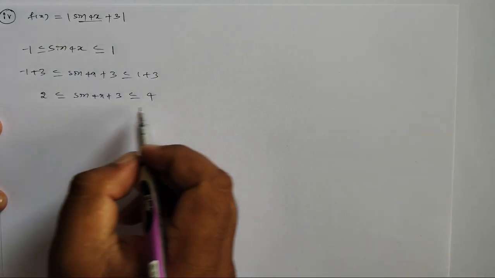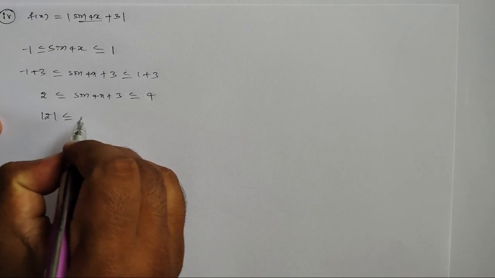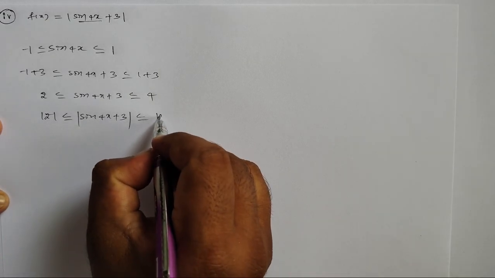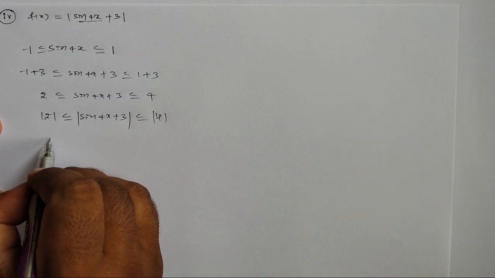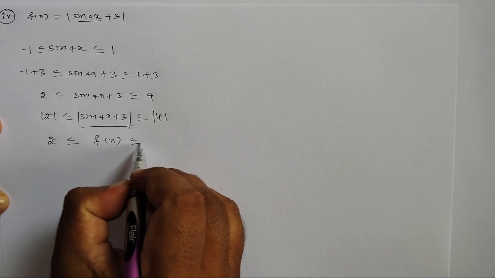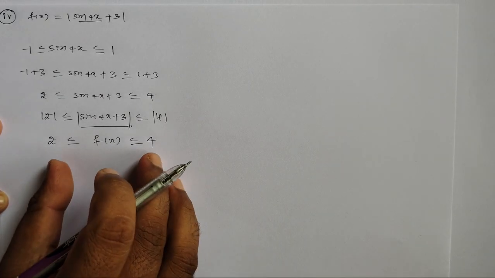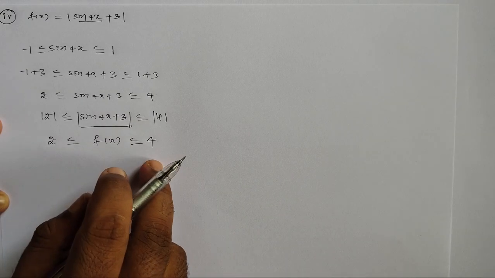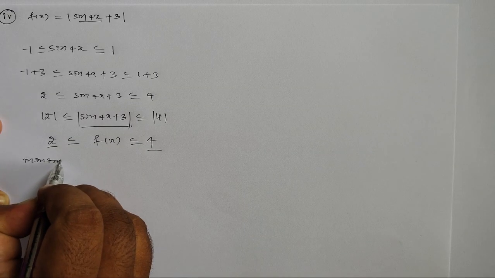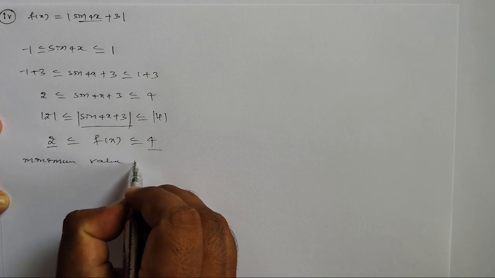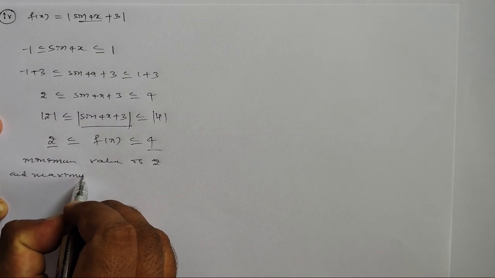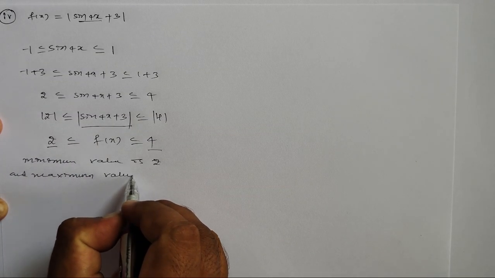Take modulus on all the terms. Modulus of 2 is less than or equal to modulus of sine 4x plus 3, which is less than or equal to modulus of 4. So modulus of 2 becomes 2, this is the function f of x, and modulus of 4 becomes 4. This function has both a maximum value and a minimum value. The minimum value is 2 and the maximum value is 4.